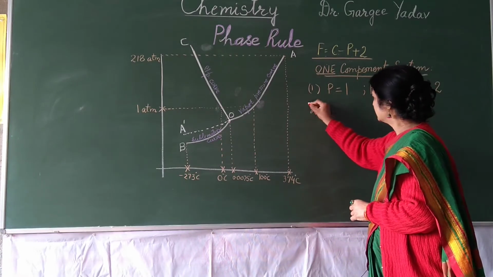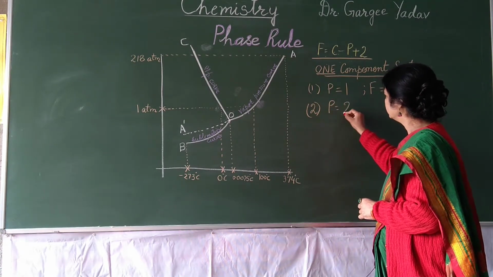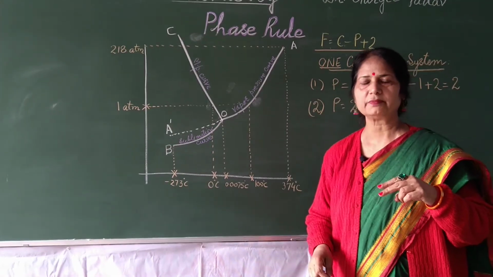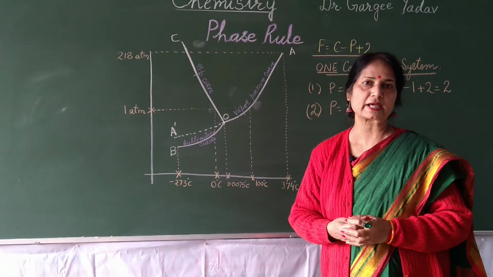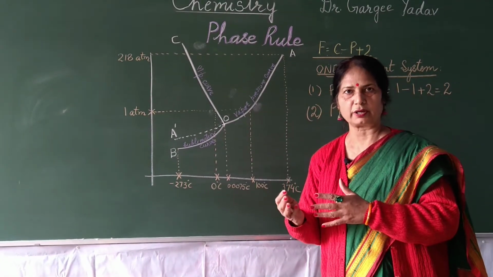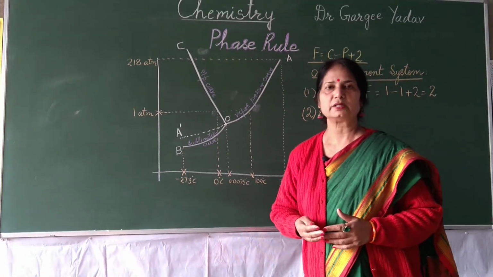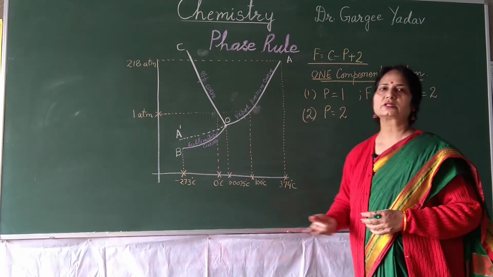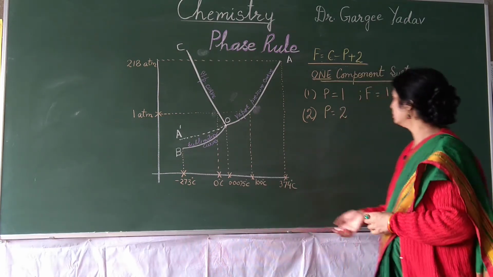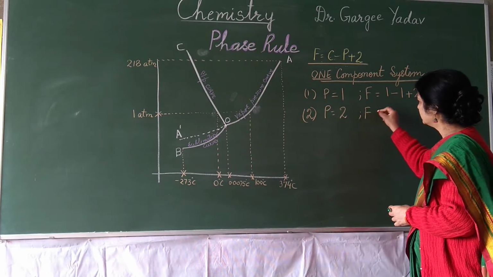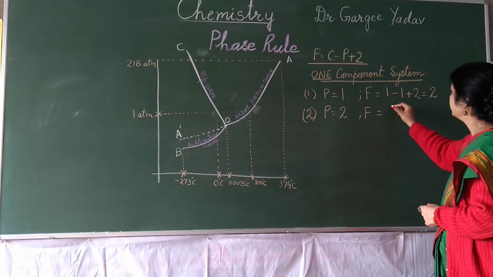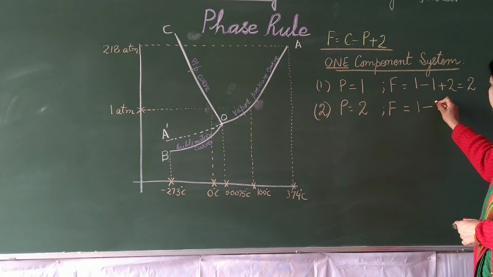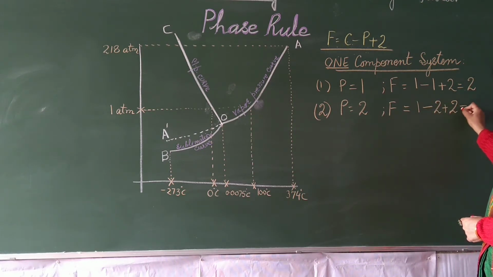Now the second case is when P is equal to 2. This means two phases are present. If we talk about the water system, the two phases can be solid and liquid, means ice and water, or it may be ice and water vapor, or it may be liquid and water vapor. So when two phases coexist in equilibrium, what will be the degree of freedom? The value of F will be, C is 1, 1 - 2 + 2. So this comes out to be 1.